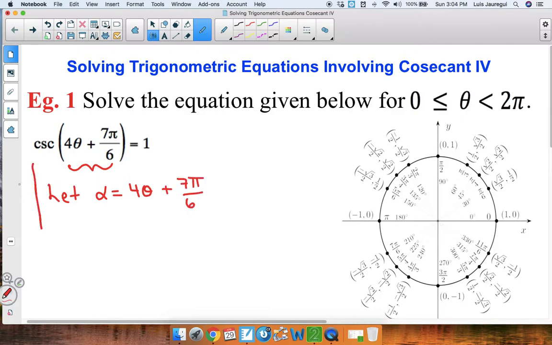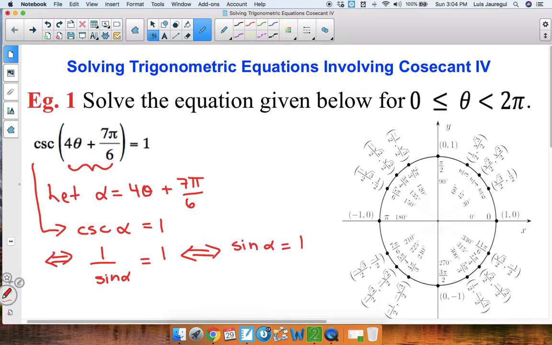Now, the original equation can be rewritten as follows. Cosecant of the input, but in this case our input is alpha, is equal to 1. Rewriting this based on the definition of cosecant, we get the following equivalent equation: 1 over sine of alpha is equal to 1. Now, taking the reciprocal of both sides of this equation gives you the equivalent equation: sine of alpha is equal to 1.